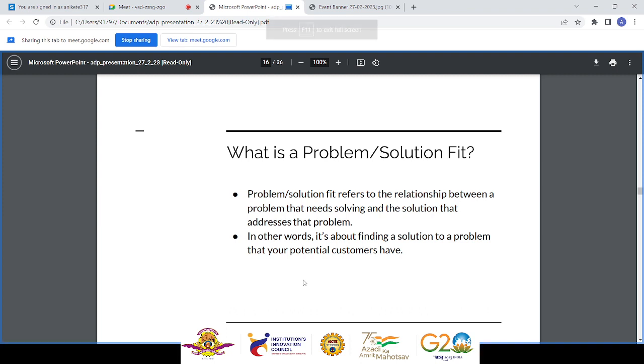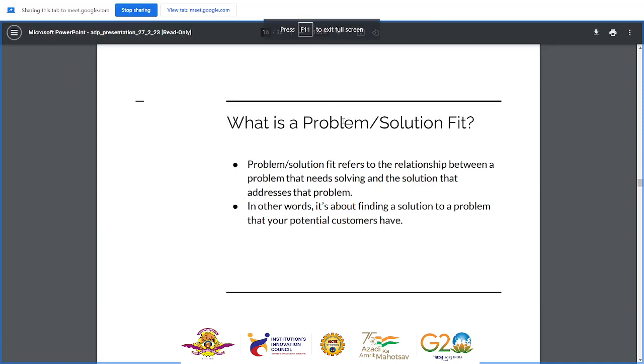I am again repeating the statement. So what is a problem solution fit? It refers to the relationship between a problem that needs solving and the solution that addresses the problem. So what we can say is that it's about finding a solution to a problem that our potential customers have.